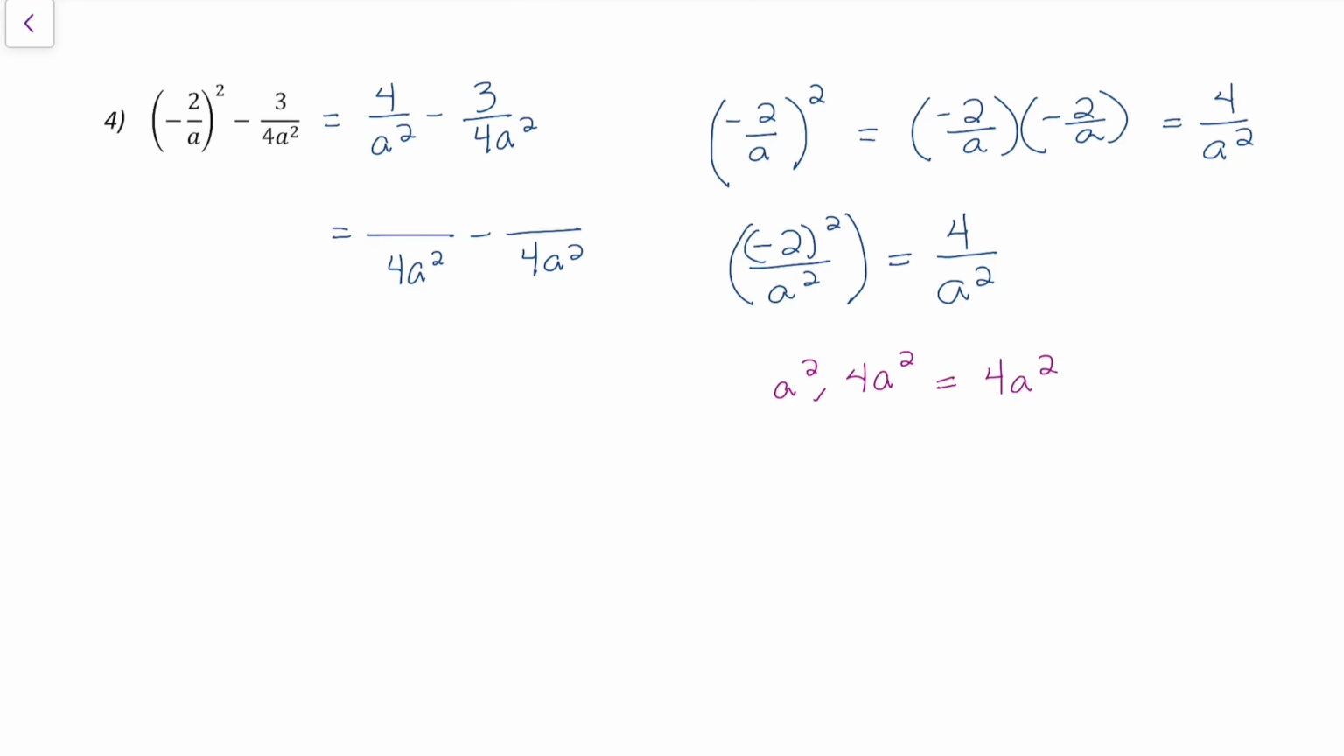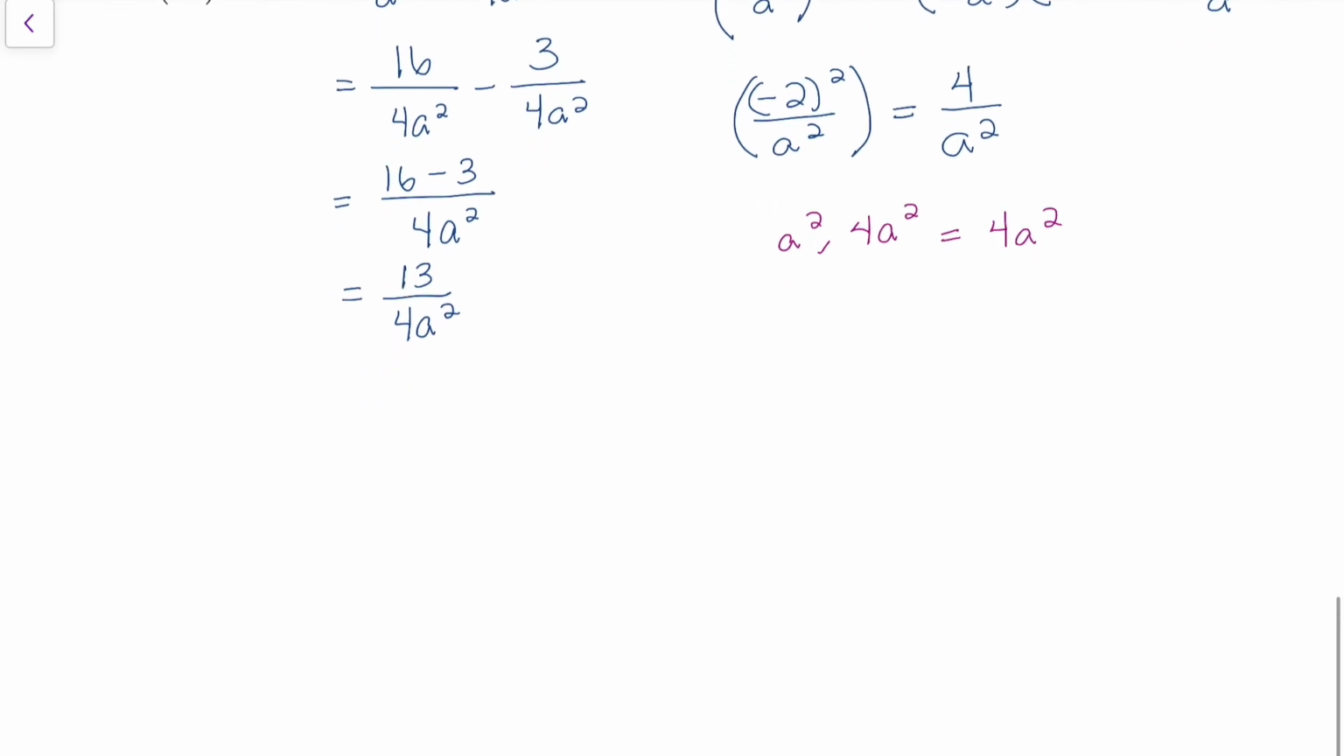This last one is already 4 over 4a squared, so I'm going to leave it. To get from a squared to 4a squared, I'm going to times by 4. So I get 16 over 4a squared minus 3 over 4a squared. And so I get 13 over 4a squared. And again, that can't be simplified anymore because there's no number that goes into 13 and 4.